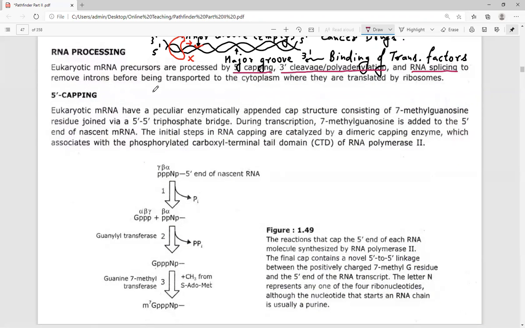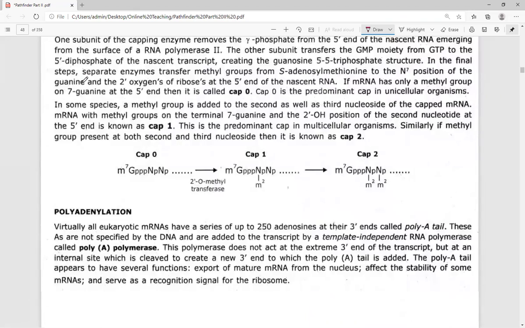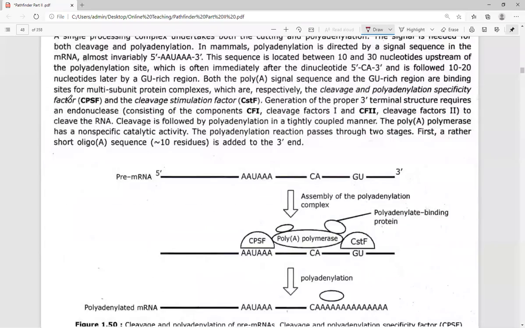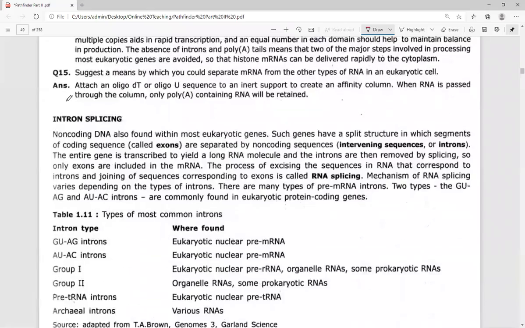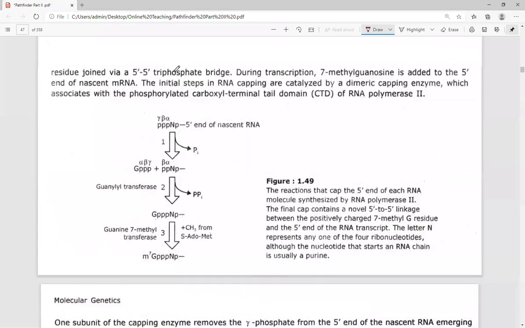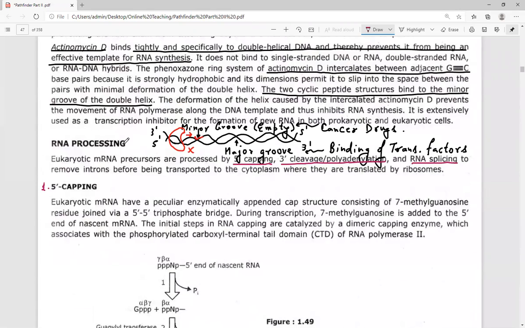So the first process is capping. In this process, what we have to study is the addition of the 5 prime cap over the nascent RNA molecule which is being produced. In the next process, we would be talking about polyadenylation. How does polyadenylation take place? Which are the proteins involved in polyadenylation? And the third process that we are going to start is about the splicing of the introns. All these three processes, when combined together, lead to the phenomenon of RNA processing.